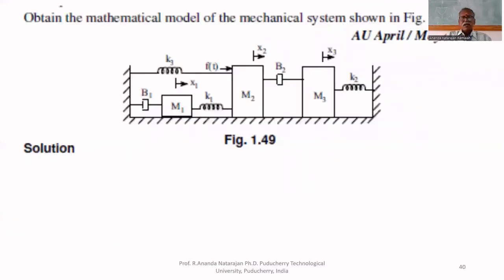Obtain the mathematical model of the mechanical system shown in the figure. Do it yourself. How many equations will you get? 3 equations, because 3 masses are there: M1, M2, M3. Draw the free body diagram, then write the equation. What are the forces acting on it? Displacement of M1 is x1, of M2 is x2, and of M3 is x3.